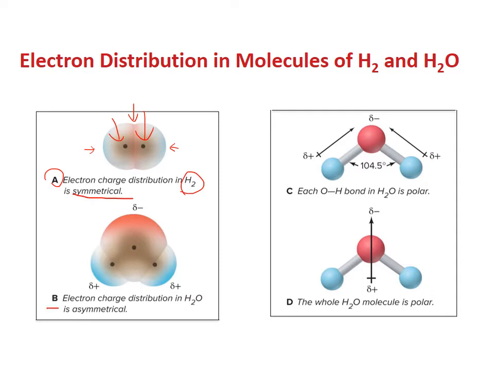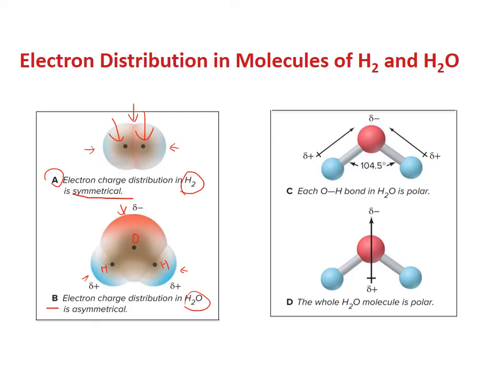In B, we also use the space filling model to show electron charge distribution in a water molecule. There are three atoms, oxygen and two hydrogen atoms. Again, the red color indicates high electron density and the blue indicates low electron density. And now you can see there is higher electron density around the oxygen than on the hydrogen. So oxygen attracts electrons more than hydrogen.